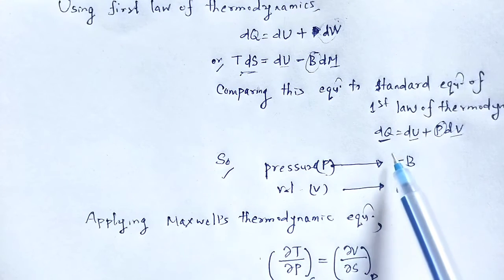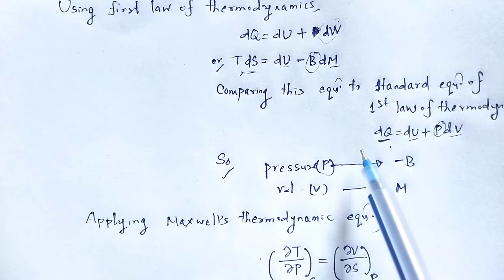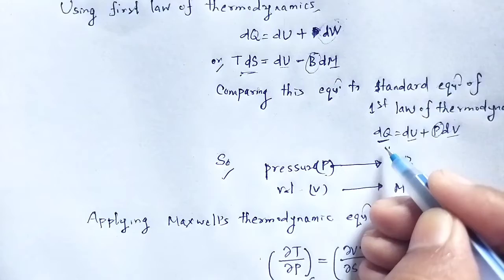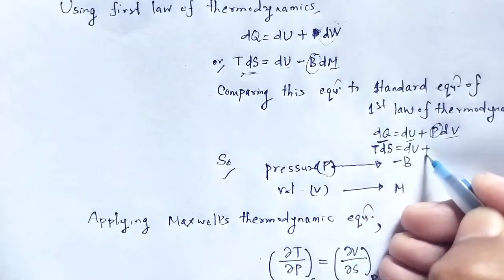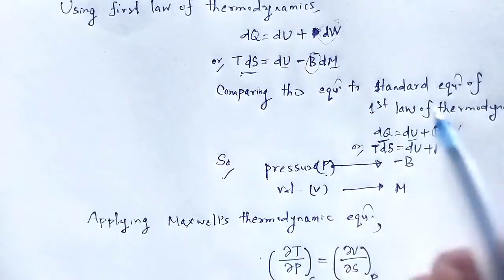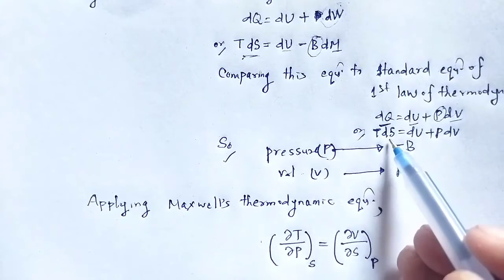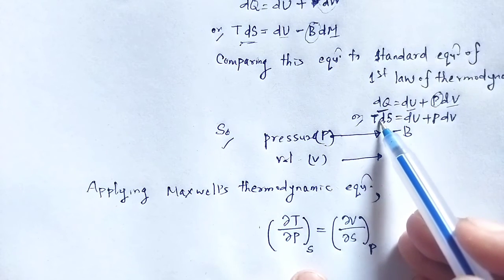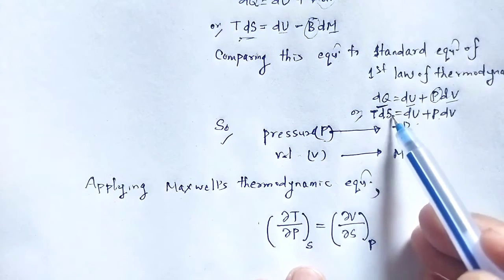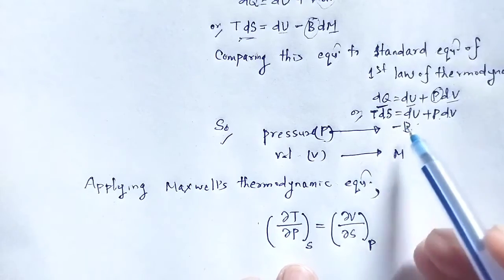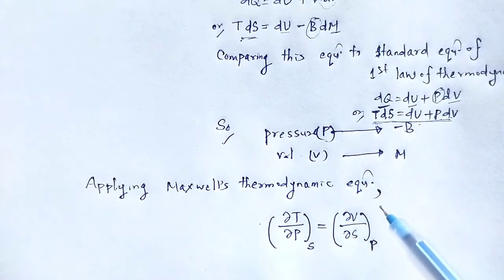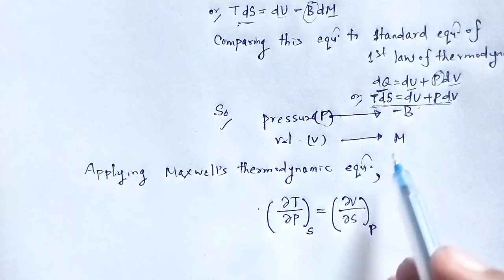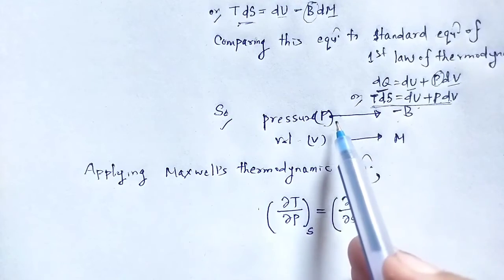Look at that equation. dq or TdS is equal to du plus PdV. So taking entropy as constant, we have del T by del P at constant entropy is the same as del V by del S at constant pressure, from Maxwell's thermodynamic equation. Let us replace V with M and P with minus B. So what do we get?